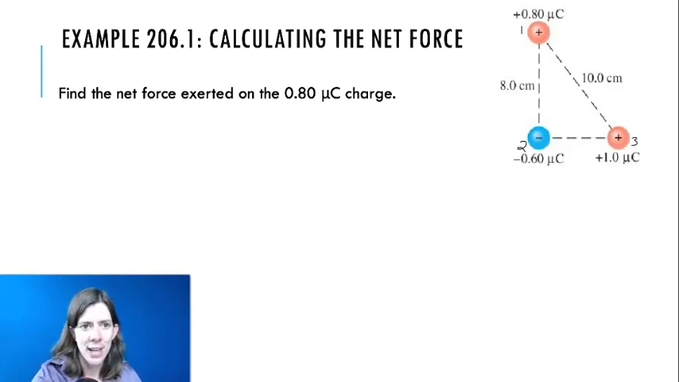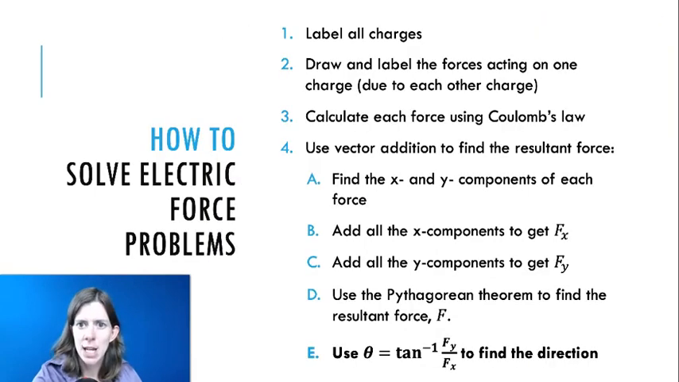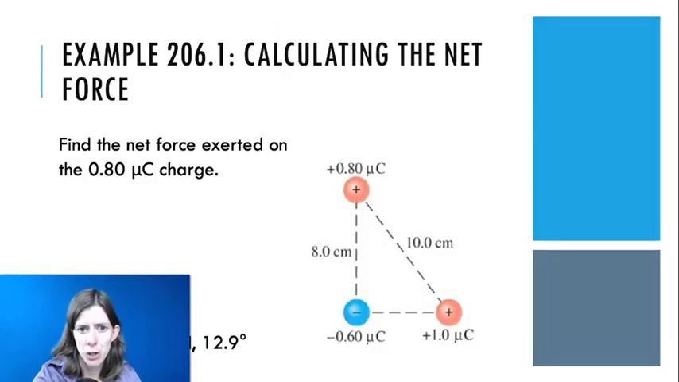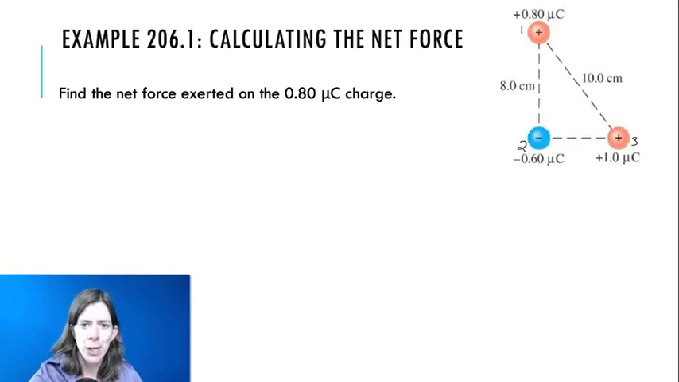Alright, the next step, if we go back a couple of slides, draw and label the forces acting on one charge due to each other charge. So we're trying to find the force exerted on this charge up here. So there's going to be a force on this charge due to this one and also due to this one. And let me actually redraw this because there's just not that much room up there. So we've got number 1, number 2, and number 3 here.